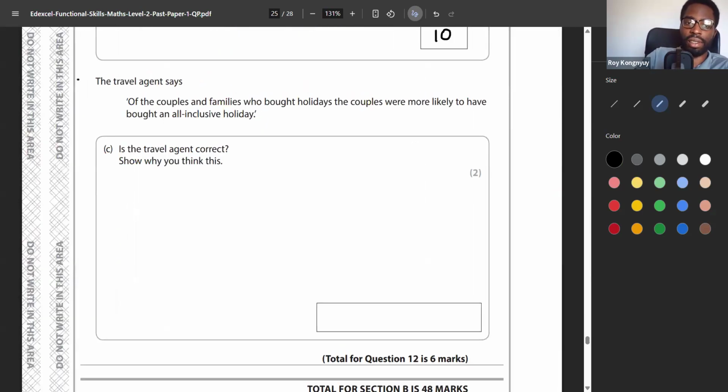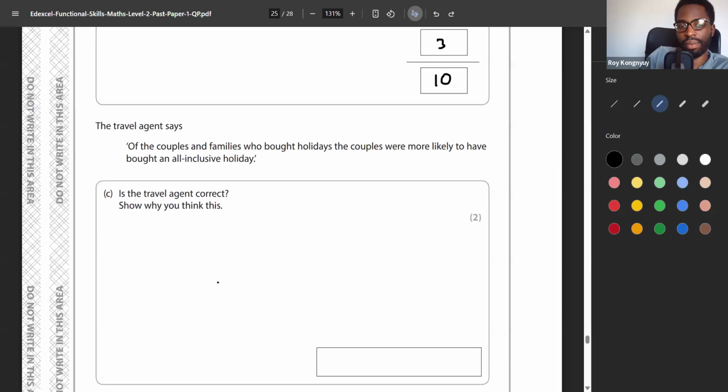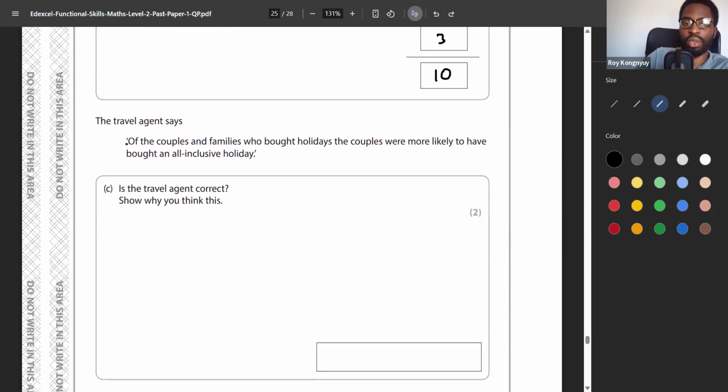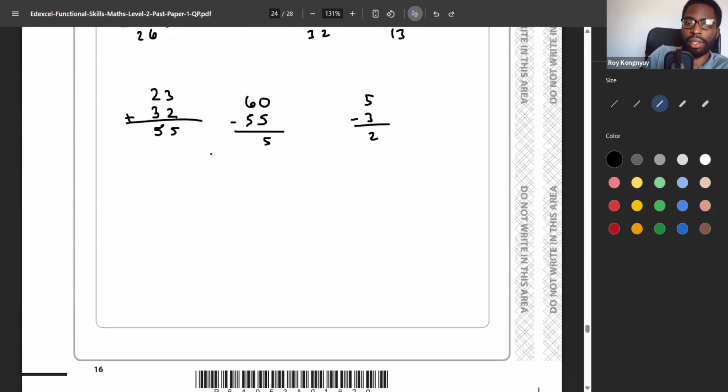Now the travel agent says, of the couples and families who bought holidays, the couples were more likely to have bought an all-inclusive holiday. Is he correct? Well, let's see. This is a conditional question. So we want to say of couples who bought holidays. So couples and families who bought holidays, couples were more likely to. Okay, let's see if he's correct.